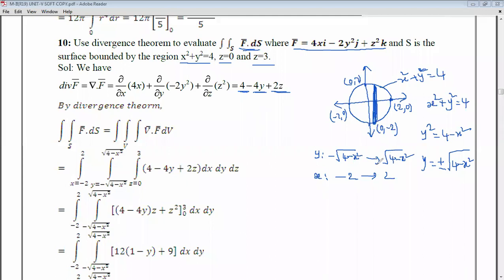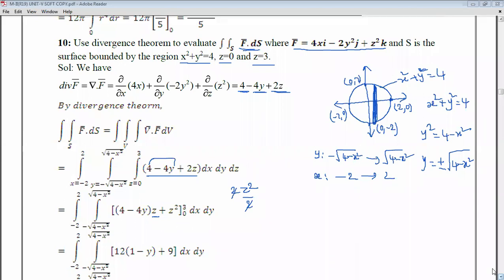After getting the limits, we can calculate. If you choose this divergence of F bar, what we got is 4 minus 4y plus 2z, dx dy dz. First with respect to z we apply integration. With respect to z, this complete one is constant: 4 minus 4y into dz is z, and the integral of 2z is 2 into z square by 2, so the 2s cancel and we get z square. The limits vary from 0 to 3.